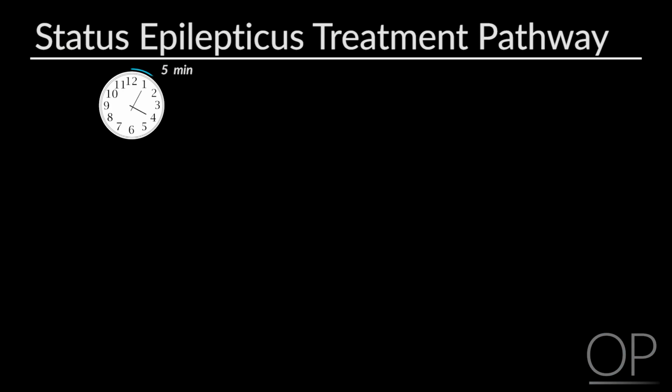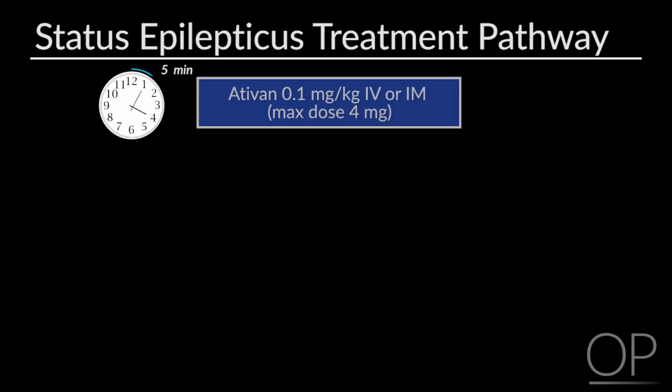Now, he's continuing, despite the dextrose bolus, with seizure activity. If a patient's been seizing for 5 minutes, you administer Ativan 0.1 milligram per kilo IV or IM, max dose of 4 milligrams. If there is no IV access, you can also give Diastat rectally 0.5 milligrams per kilo.